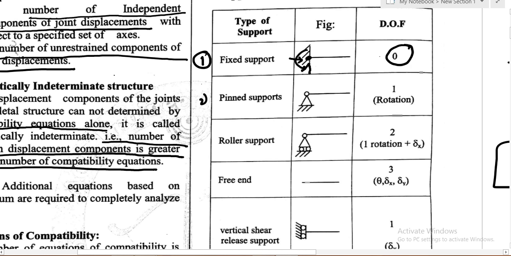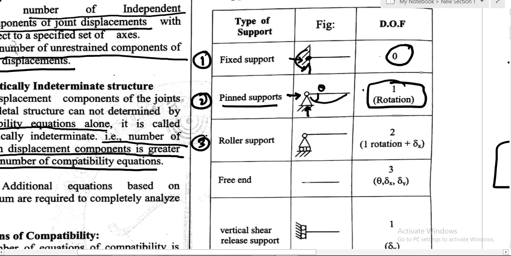Similarly, if you talk about the pin joint, there is a restriction in the x direction, and there is a restriction in the y direction. So the translation part is restricted in the case of pin support, but rotation can be possible. So rotation is allowed. So the number of degrees of freedom for the pin support is how much? That is 1.